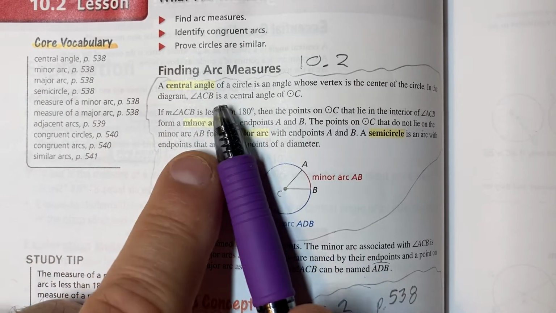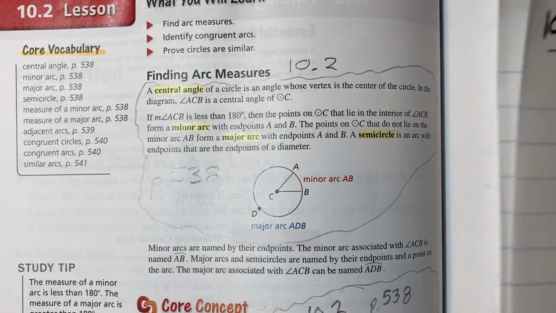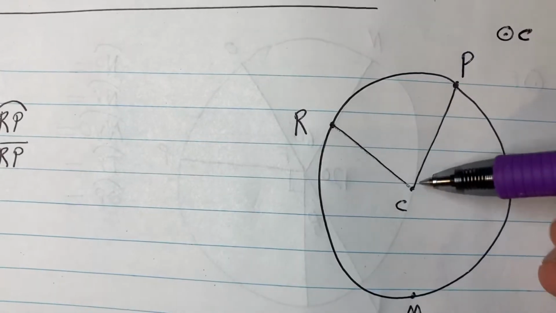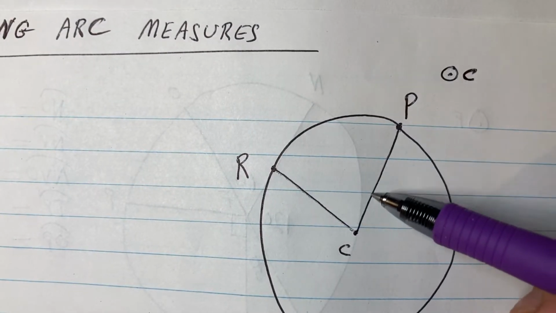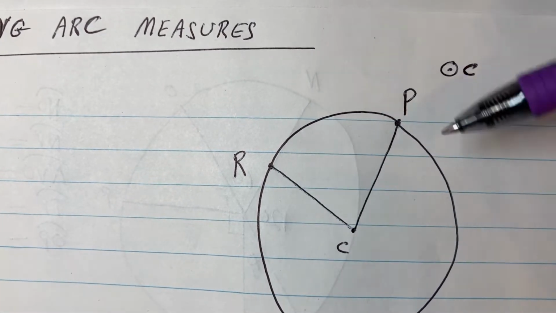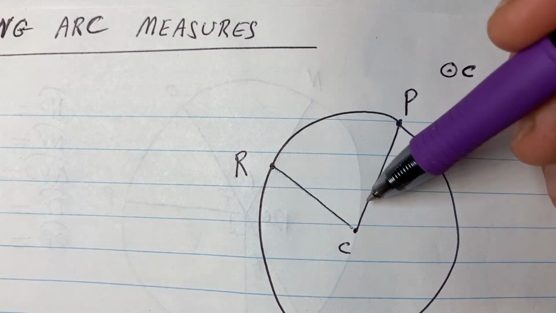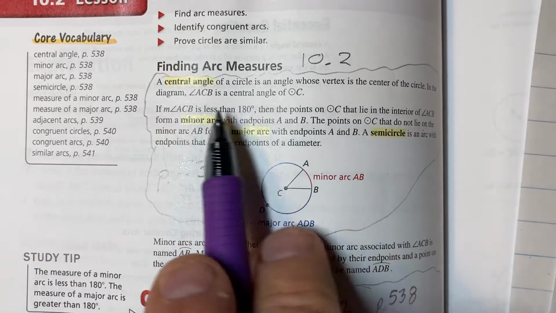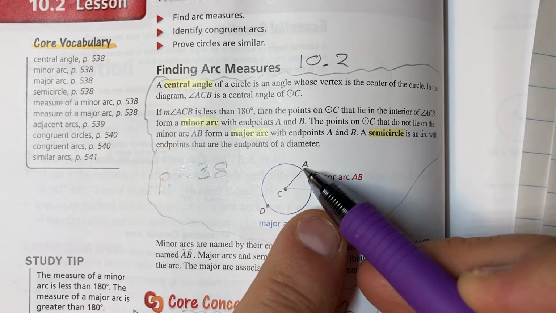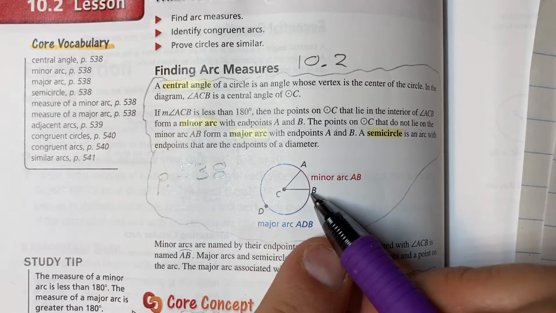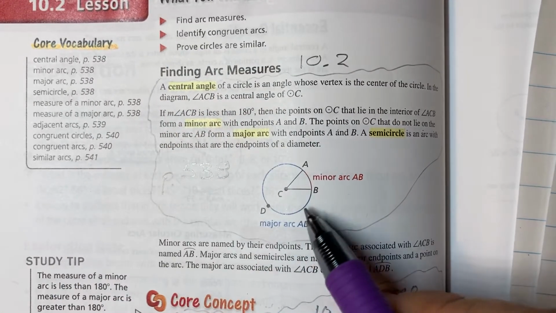A central angle of a circle is an angle whose vertex is at the center of the circle. So here's circle C, there's the center of your circle. If this vertex is at the center, this is called a central angle. That angle right there is a central angle. In this diagram, that central angle is angle ACB. That's a central angle of circle C.